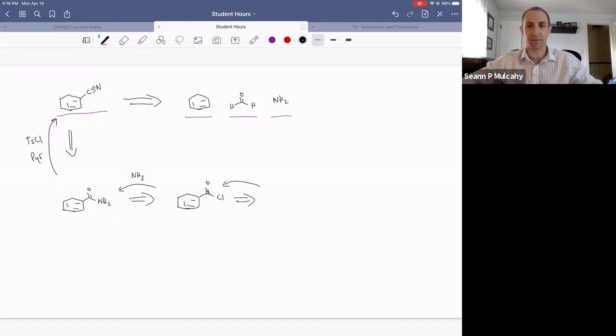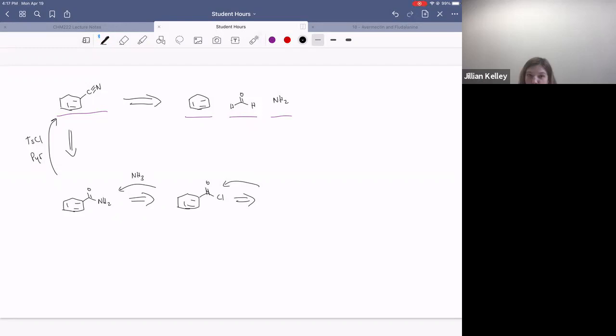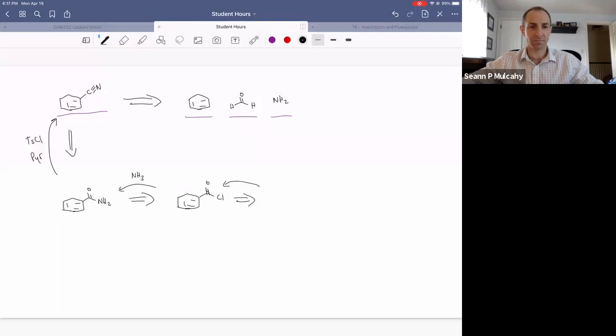What do you start with? Could you just start with an aldehyde? You can't start with an aldehyde. Aldehydes don't have 3 bonds to heteroatoms. Acid chlorides have 3 bonds to heteroatoms. So aldehydes are actually a reduced form, right? Acid chlorides are more highly oxidized.